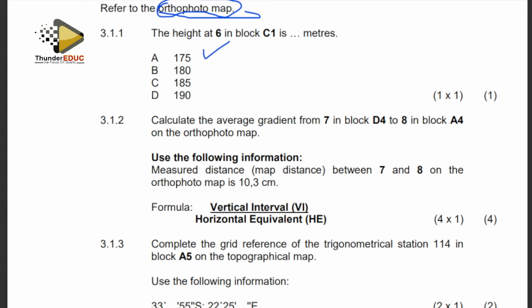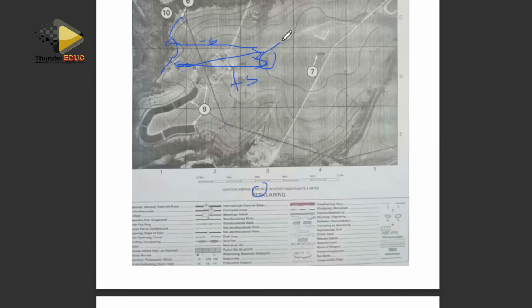How do you get 175? You look at the contour lines here. When you look at this contour, it looks like it is not having a reading. But on a map, there is no contour without a reading. So you have to look at the shape, you look at the surrounding areas, and then you can depict the number of that contour line.